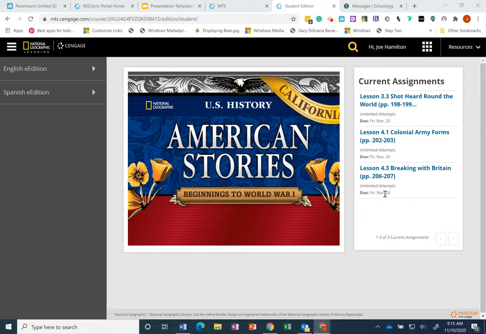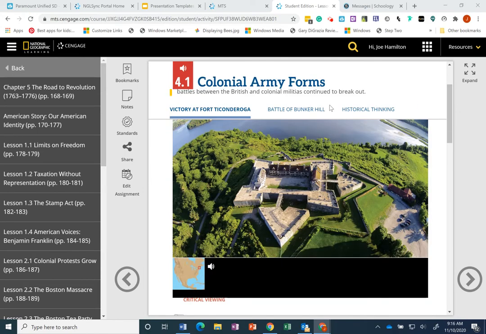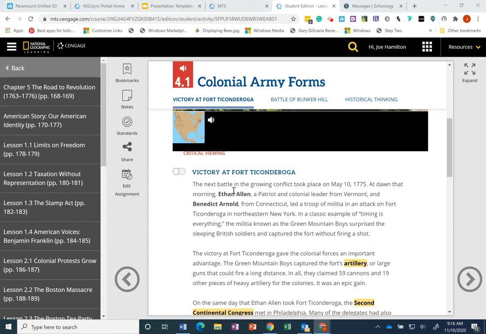Now, make sure you go over to NatGeo. You're going to use your book. I think your book will provide all of the answers that you need to fill in your thinking map. And you're going to click here for lesson 4.1, Colonial Army Forms. Okay, once you click there, it'll take you here. Okay, and as you can see, there's more than four facts that you can pull from the reading here.